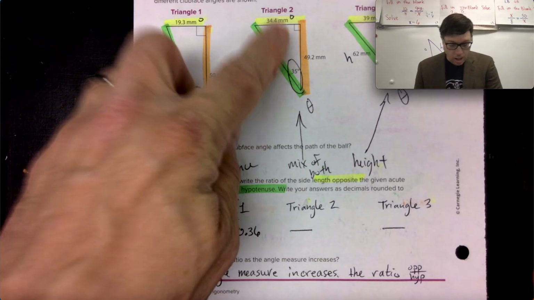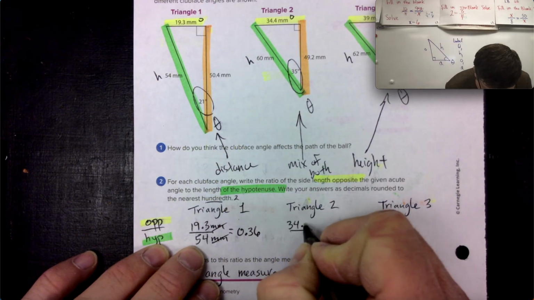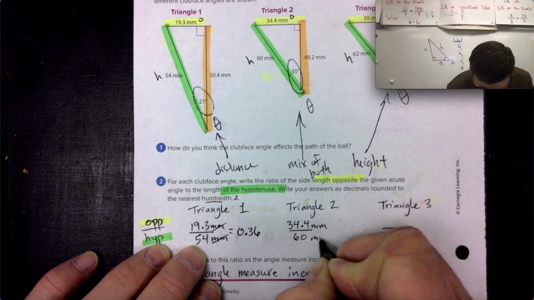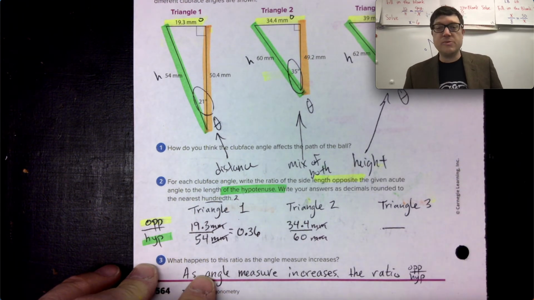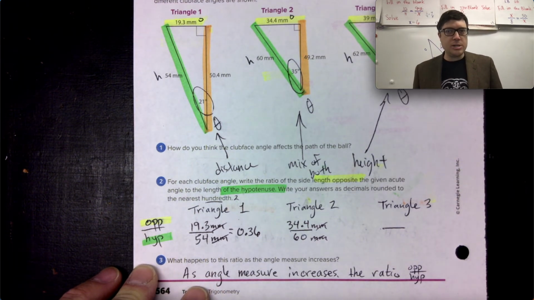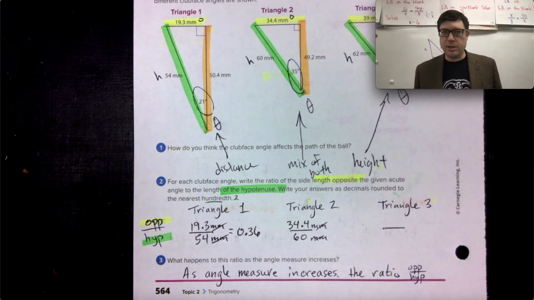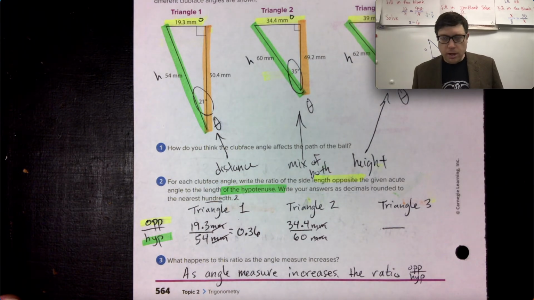Triangle 2, opposite side to hypotenuse. So 34.4 millimeters divided by 60 millimeters. And again, the millimeters cancel. But I need to show you that while you're watching this video to know we have to keep the units around, and then eventually you can make the assessment. I'm just going to shortcut and not write them down. But before you make that decision, you have to know that that has to be part of your process.